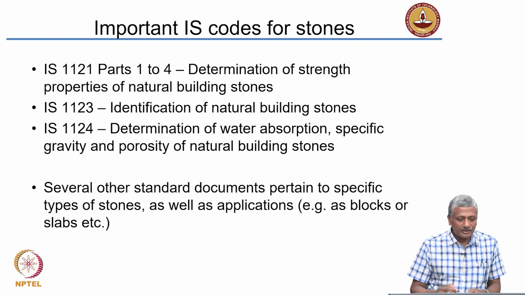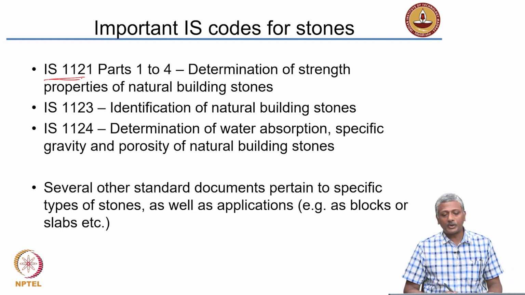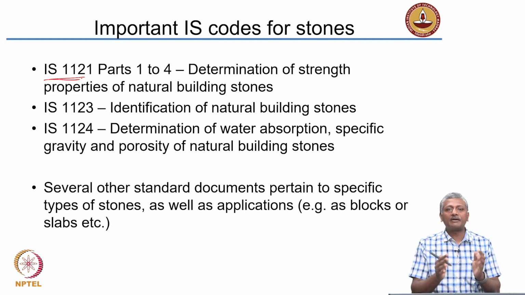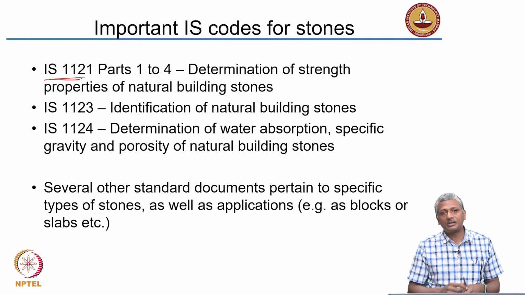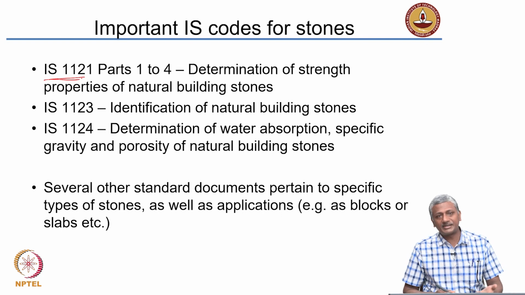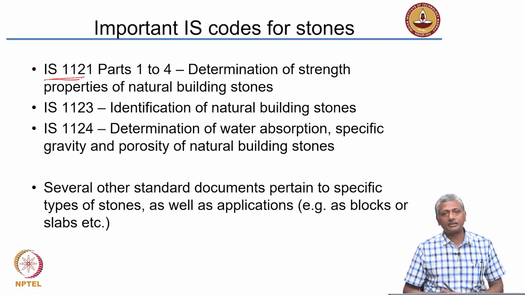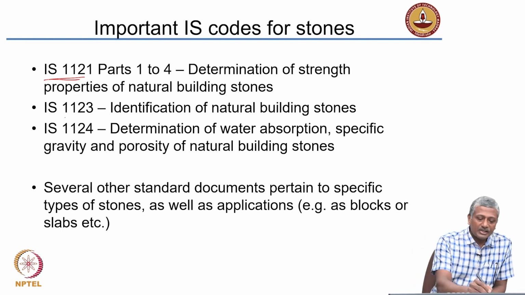So, there are standards within this group of standards in IS 1121 parts 1 to 4, which talk about determination of strength properties of natural building stones, okay, naturally available stones, how to determine the strength, what type of size, what type of orientation you need to have for your specimen, should you test it wet or dry, all those conditions are given very clearly in these codes. And of course, not just compressive strength, but also tensile strength and shear strength determination are covered in this IS 1121.